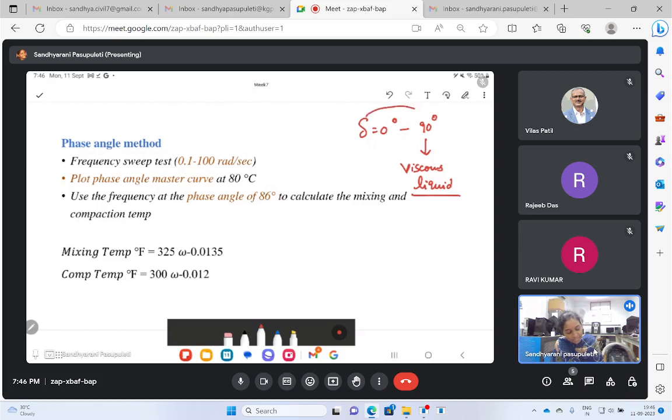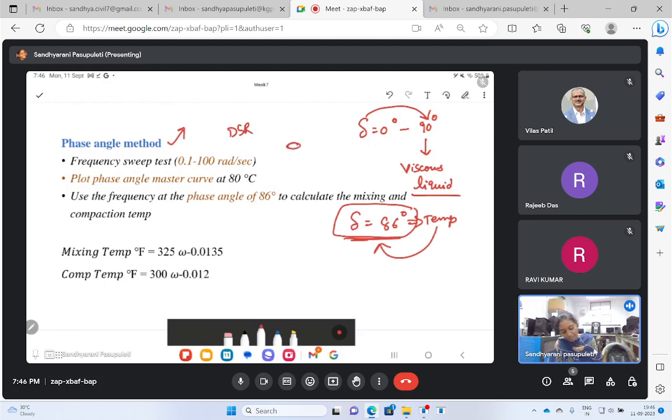So whenever the phase angle value is near 90 degrees, the code suggests a phase angle of 86 degrees in specific. Whenever the phase angle value is 86 degrees, then we can assume that bitumen is in the viscous or liquid phase, so that temperature can be used. The temperature at which the phase angle is 86 degrees can be used to mix. So this method of finding the 86 degrees phase angle is called the phase angle method. This we perform using a dynamic shear rheometer.